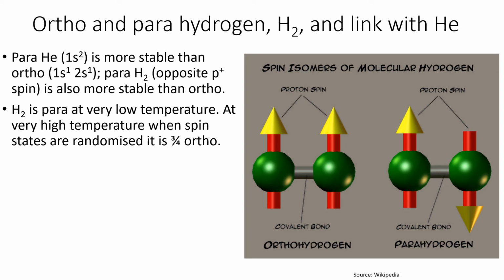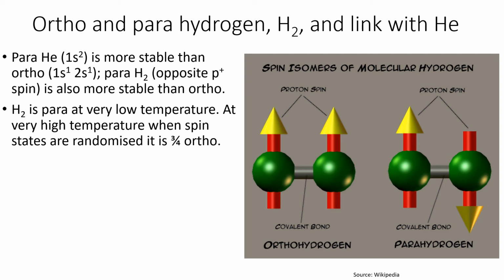And so, not surprisingly, if you go to very, very low temperature, so there's very little thermal energy, ultimately the hydrogen is going to end up in its lowest energy state. So ultimately the hydrogen will end up as para hydrogen. And so this is indeed observed at very low temperature. But the really surprising thing is what happens at very high temperature.